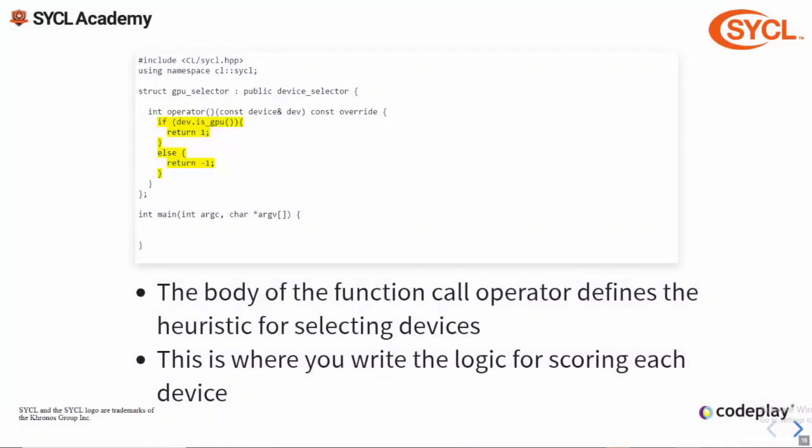The body of that function call operator is the logic which defines the heuristic of your device selector. This is how you define how each device is scored, and the value returned is the score for the device that is passed in. In this example, we return a positive score for each GPU device and a negative score for everything else. However, this logic could be much more complex, querying the vendor or the capabilities of the device. If you end up with more than one device with the same score, then the one that is chosen is implementation defined.